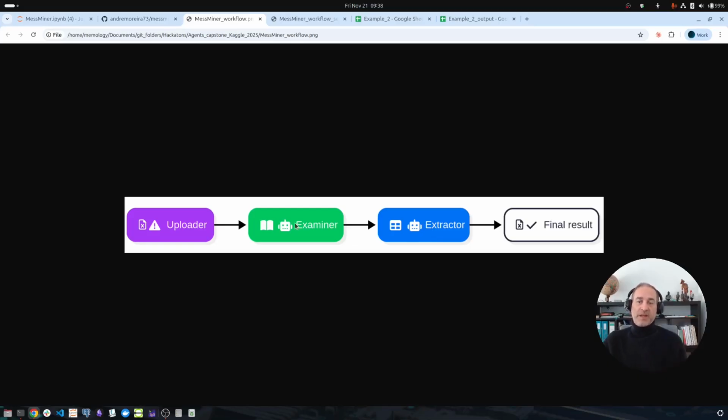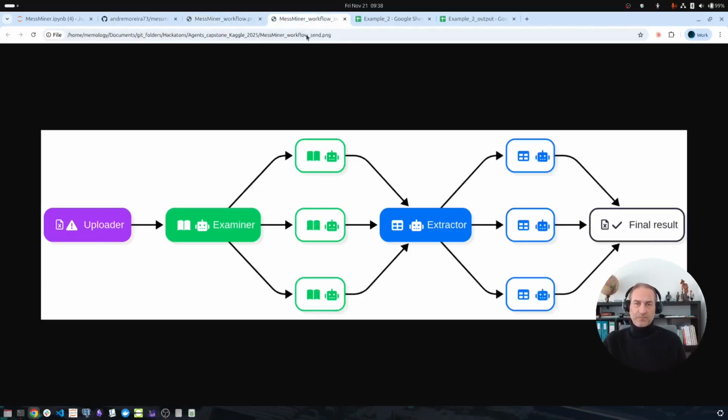Now, there are many aspects around this that make it nice and subtle, how I built this. One example is here. When the examiner starts looking into the sheets within your file, it will use a send pattern to go out there and do it all in parallel so that it saves time. The same happens at the extraction phase.